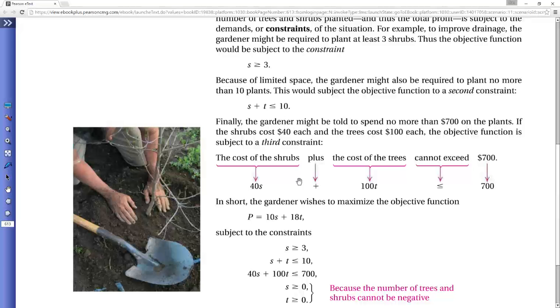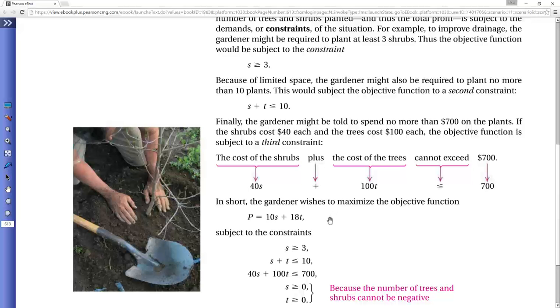They're narrowing down the possibilities for my other linear stuff, right? Well, here's an inequality to represent this third constraint, which is the cost of the shrubs, $40 per shrub, or 40S, plus the cost of the trees, which is 100T, or $100 per tree, depending on how many trees you have. Well, when we sum this up, this needs to stay less than or equal to $700.